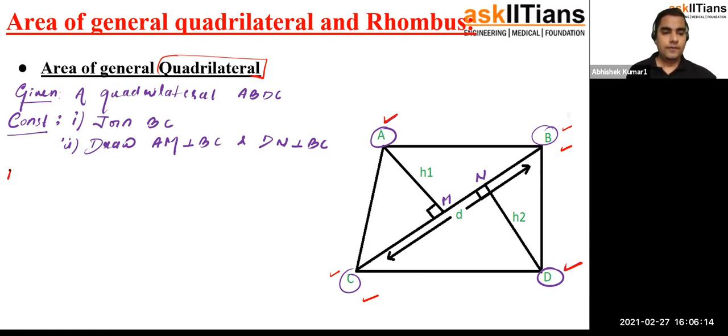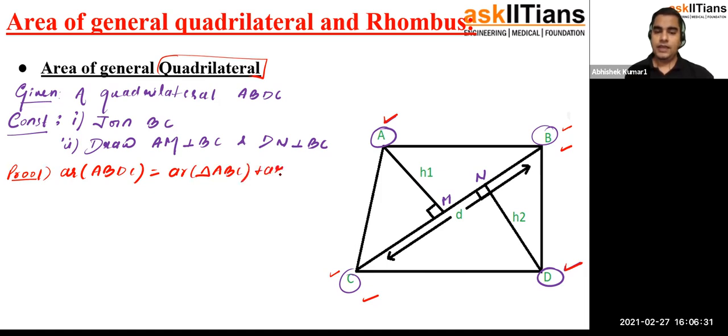So, proof: if you want to find the area of this quadrilateral ABDC, then the area of this quadrilateral will be equal to the area of triangle ABC added to the area of triangle BDC, right? To find the area of triangle ABC, we have this height, or perpendicular, and the length of this height is h1. And what is the base? The base is BC. So the area of triangle ABC will be given by 1/2 into base into height. The base is BC and the height is AM.